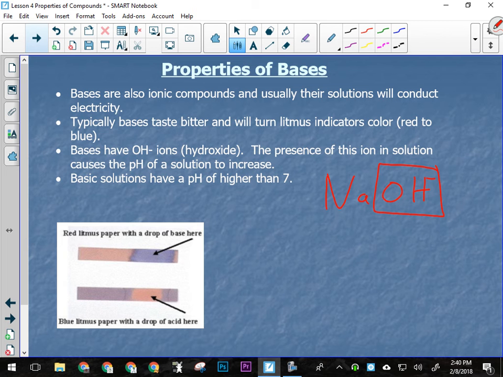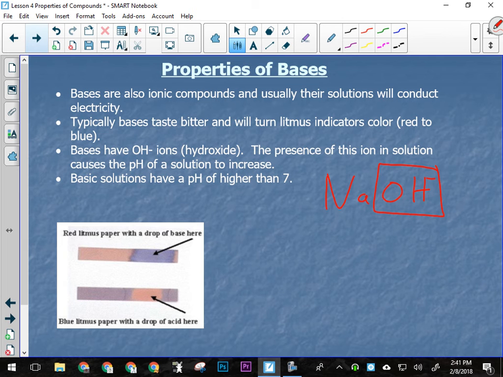So the more hydroxide they can give off, the more basic they will be. Same as with acids with the hydrogen. Okay, so they're ionic compounds because obviously hydroxide is a polyatomic ion, so they're going to dissolve easily in water. They're going to conduct electricity, but they're going to have a pH that's very high. So, definitely above 7, probably more like 12 to 14.